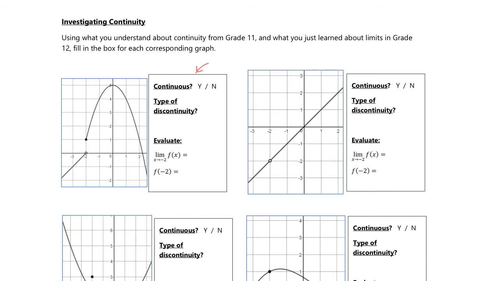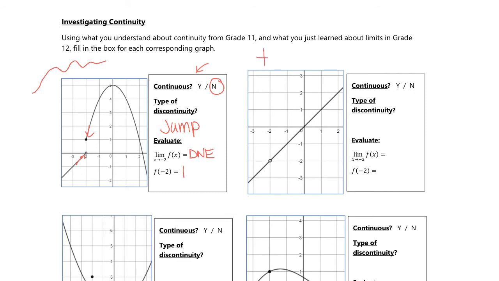Okay, so let's take this up. So this function is not continuous. And remember, for a continuous function, we can basically keep our pen on the paper and continue to trace across that function without any breaks. Okay, and the type of discontinuity this is a jump discontinuity. When I evaluate the limit as x approaches -2, because the limit from the left doesn't match the limit from the right, this limit does not exist. My function at -2 has a y value of 1.